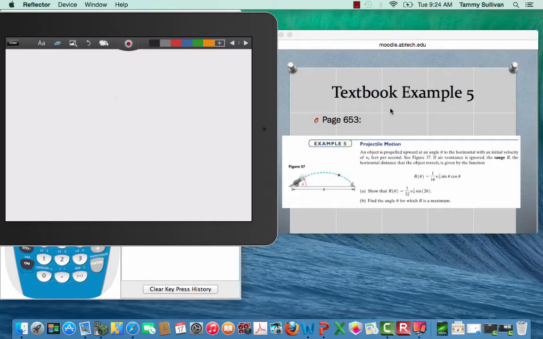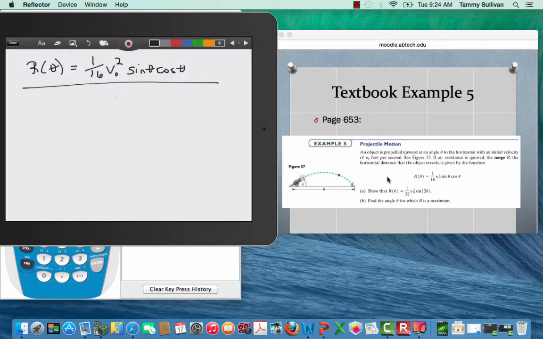So I'm going to go through example number 5 in your textbook, which is actually on page 653. This is the Sullivan and Sullivan textbook. So they give us an initial formula here where my input's an angle, V naught is some initial velocity, and then I've got two trig functions going on.